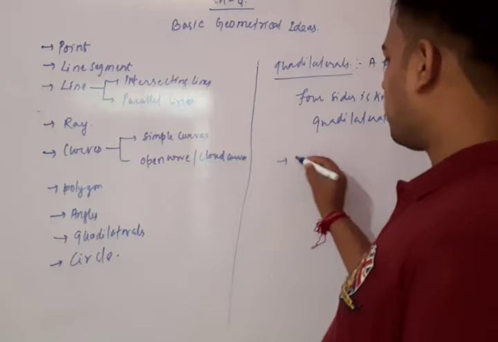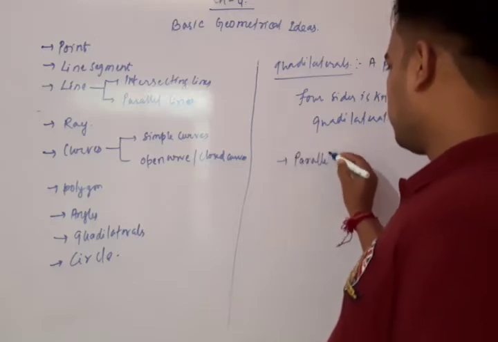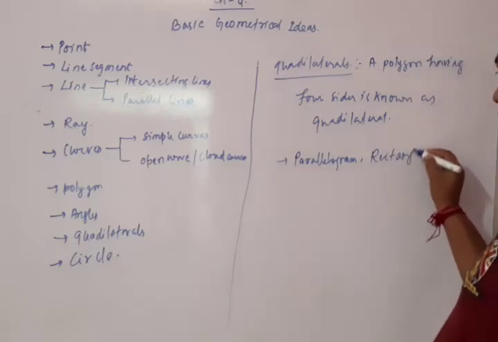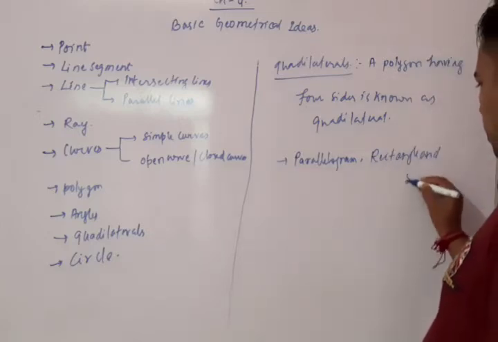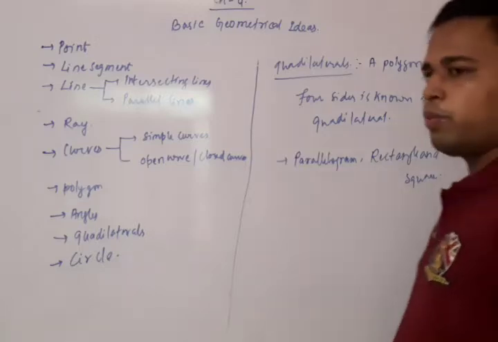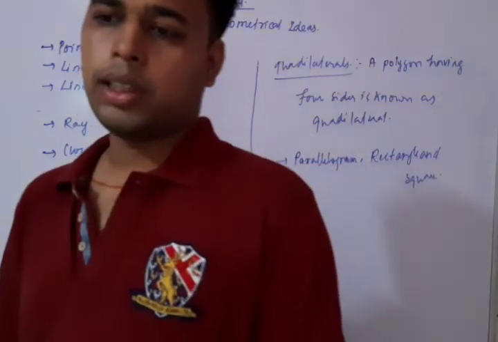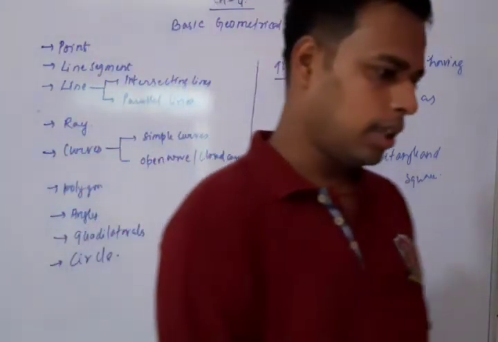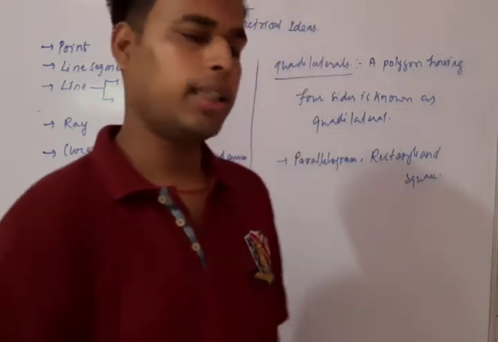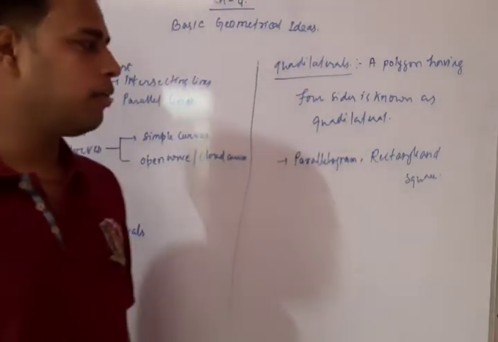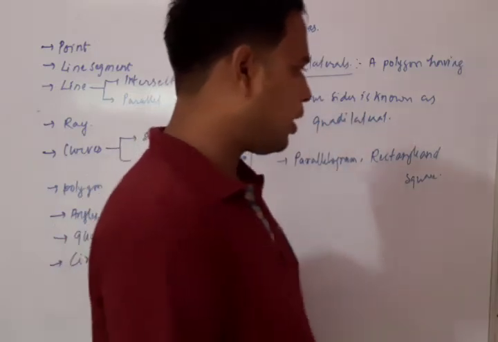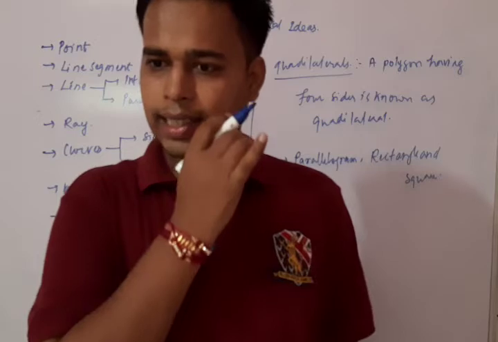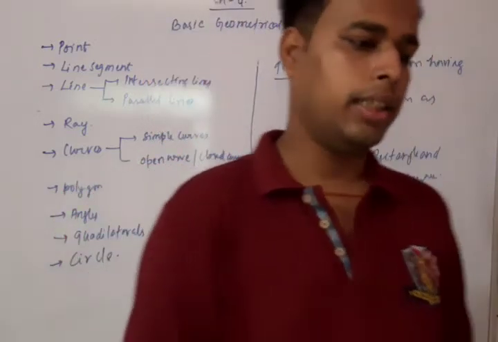You have to see parallelogram, rectangle and square. In a parallelogram, opposite sides are equal and parallel, and opposite angles are equal. In a rectangle, opposite sides are parallel and equal, and all angles are equal to 90 degrees. Then next is a square. In a square, all sides are equal in length and all angles are equal to 90 degrees.